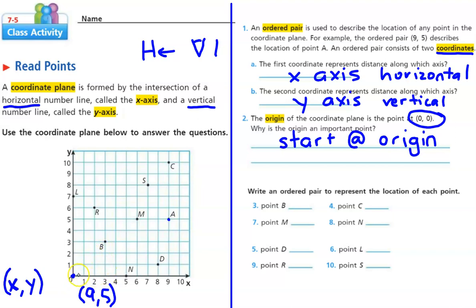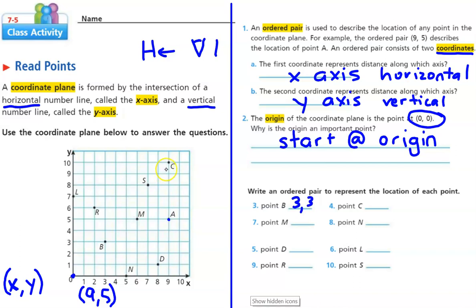So my job is to come over here to see how far it's going to take me to get to B, and that's going to be 1, 2, 3. So my x coordinate is going to be a 3. And then I want to see how tall I have to jump. That's going to be 1, 2, 3 again. So that pair right there is going to be 3, 3.